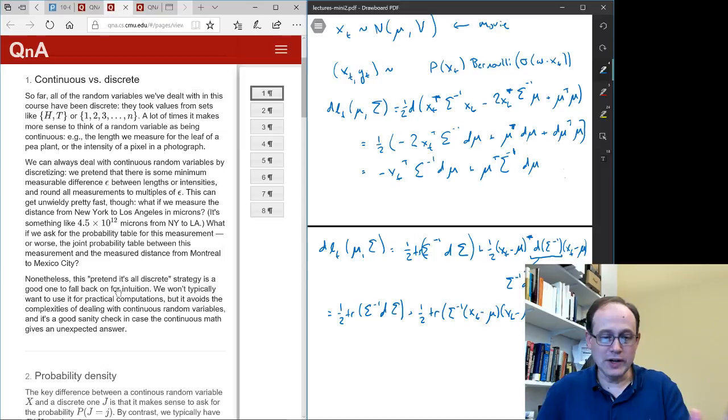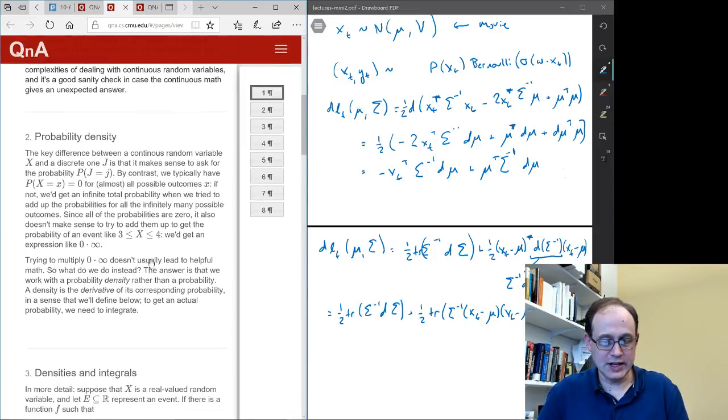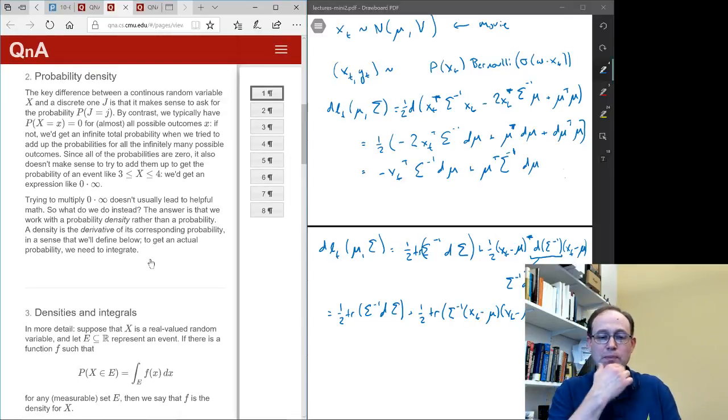All right, so what are we going to do instead of doing the discretization thing? We're going to work with probability density instead of probability. So what is a probability density?